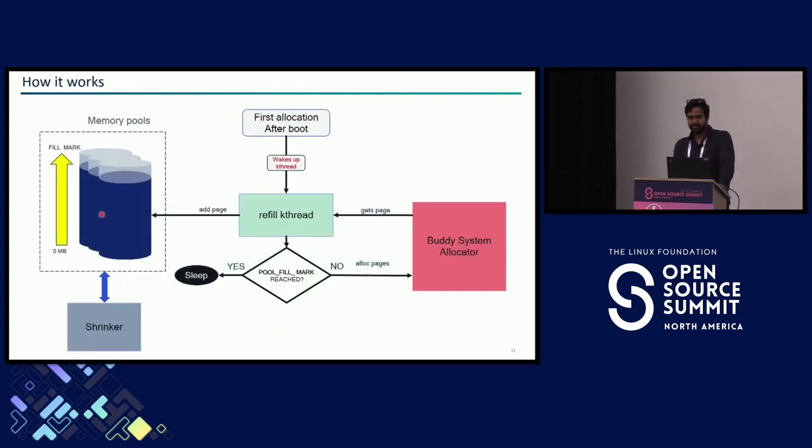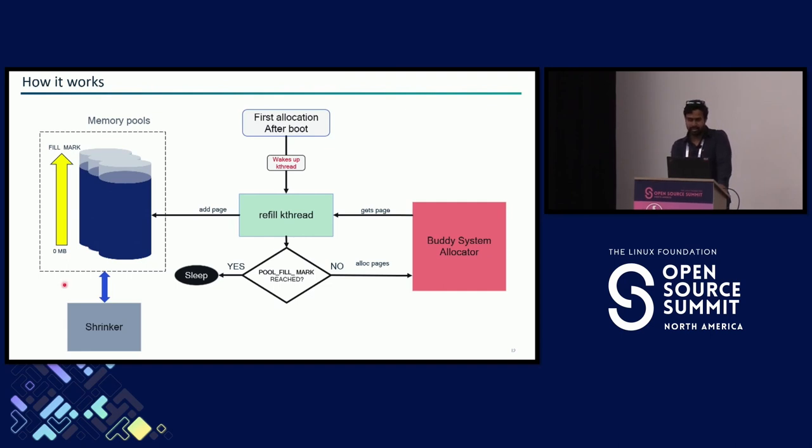So here's another flowchart, maybe. When the kthreads are being invoked, they will get the pages from the buddy allocator, and keep refilling until the fill mark has been reached. Once the fill mark is reached, they go back to sleep. So these are the pools. Instead of a use case directly trying to allocate memory from the buddy allocator, it's the refill kthreads here that try to add memory to the pool for you. It's done automatically.